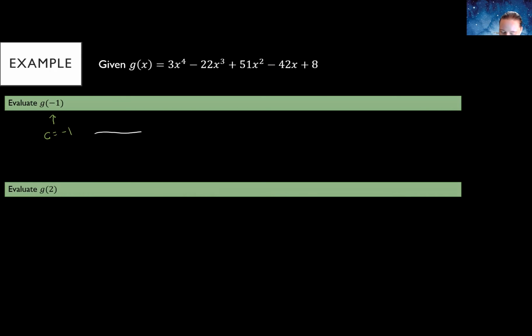So I'm going to set up my synthetic division here. We have -1, and then we've got 3, -22, 51, and so on. I don't have any missing terms, so there's no zeros. And then the 3 gets dropped down.